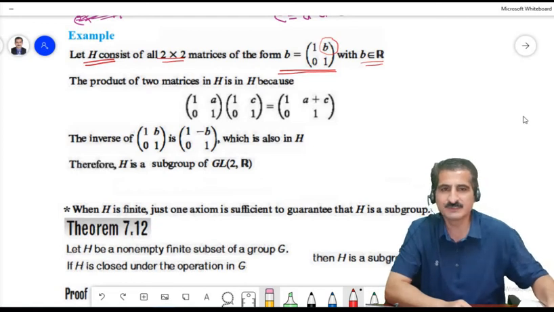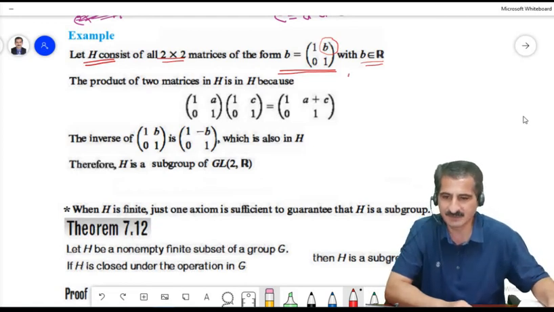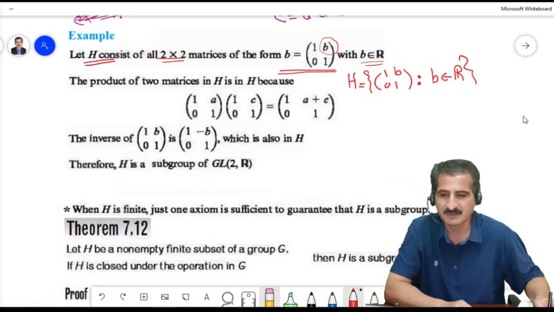So this is a set. This is a big set. Let me write it this way: the matrix 1, B, 0, 1, where B is any element from the real numbers. So we have infinitely many matrices in this subset H. Now we want to prove it is a subgroup, so we will satisfy the two conditions.